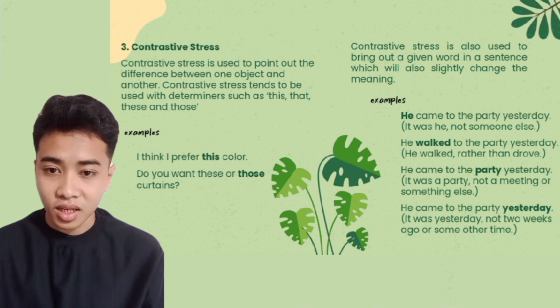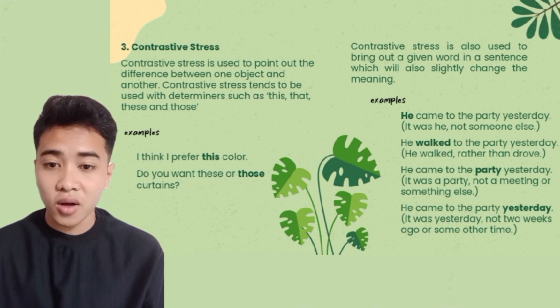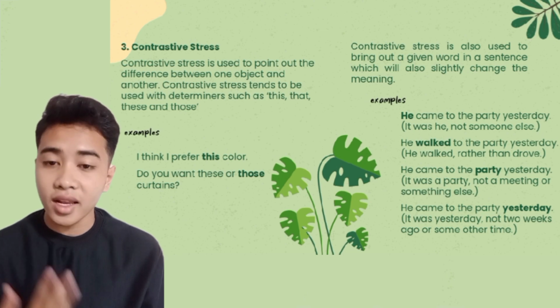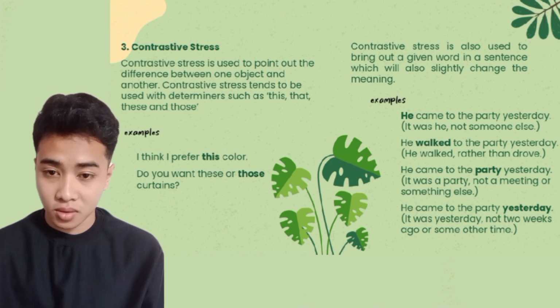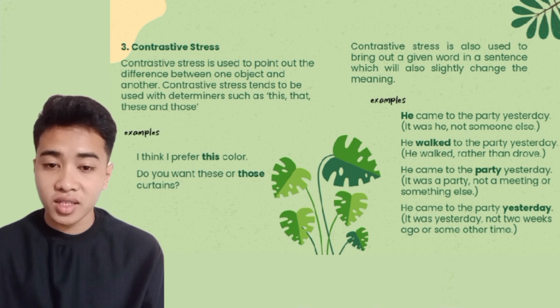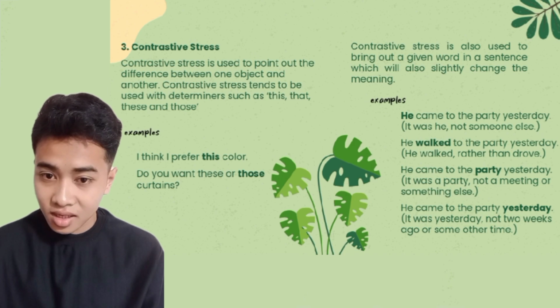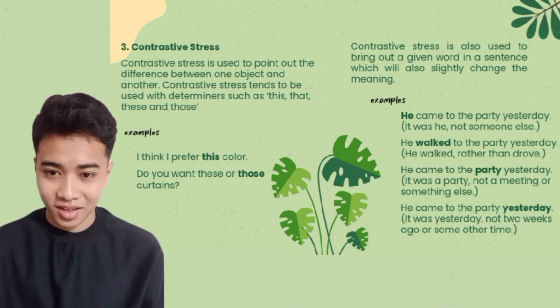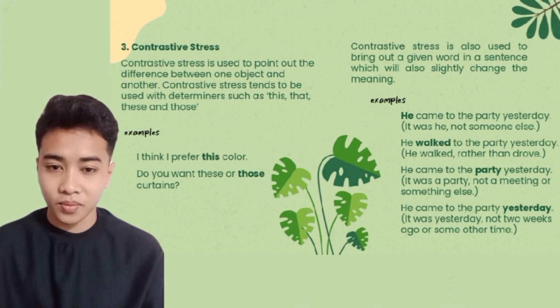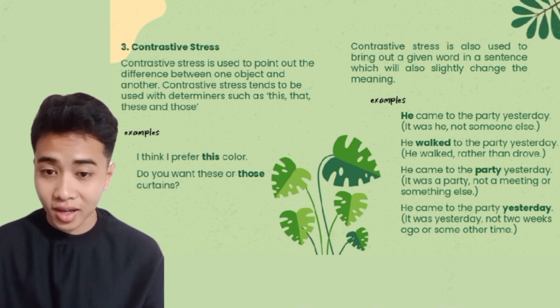Number 3. Contrastive stress is used to point out the difference between one object and another. Contrastive stress tends to be used with terms such as this, that, these, and those. I think I prefer this color, for example. Do you want this or those curtains? Contrastive stress is also used to bring out a given word in a sentence, which will also slightly change the meaning. For the example, he came to the party yesterday. It was he, not someone else.